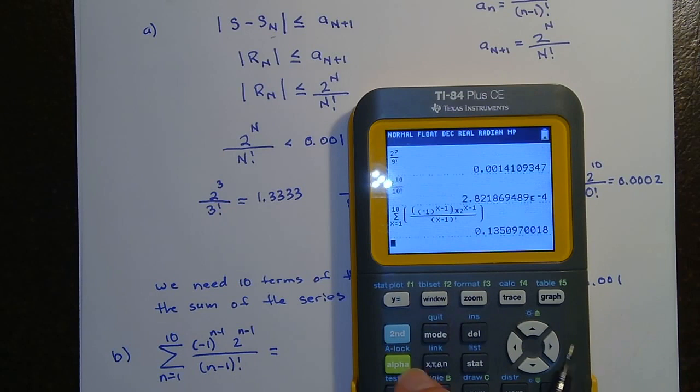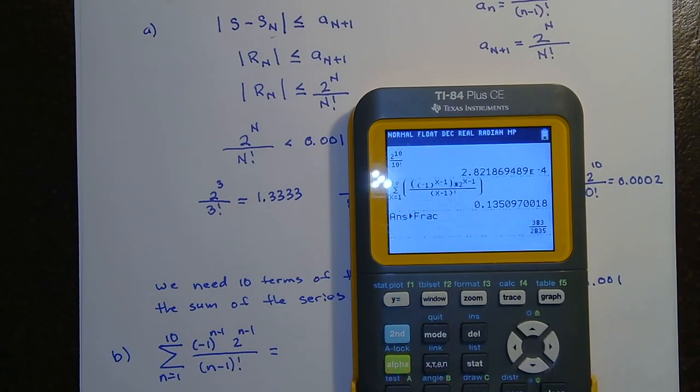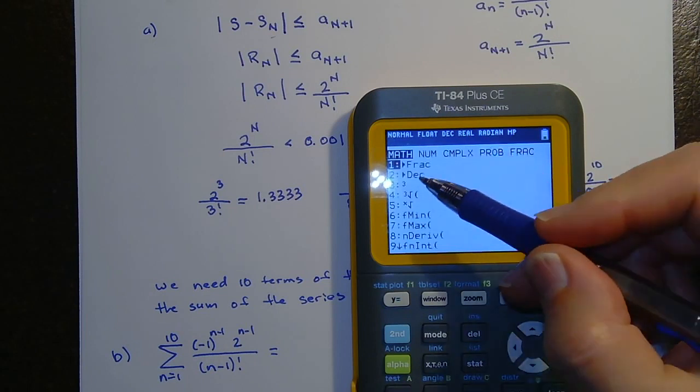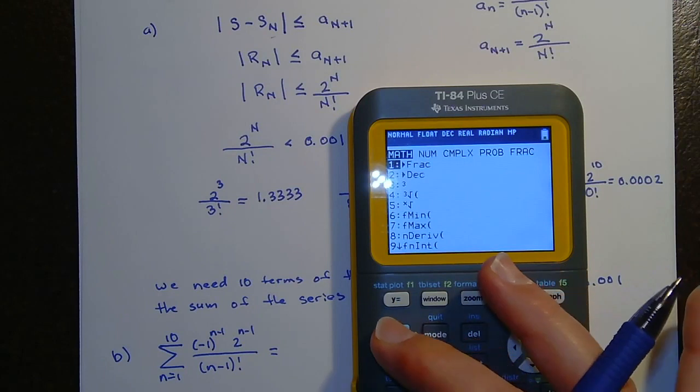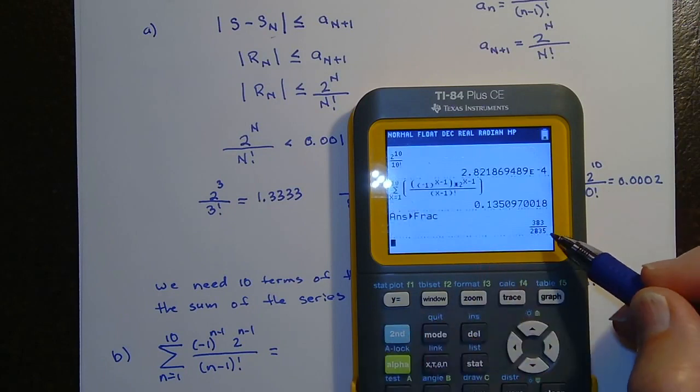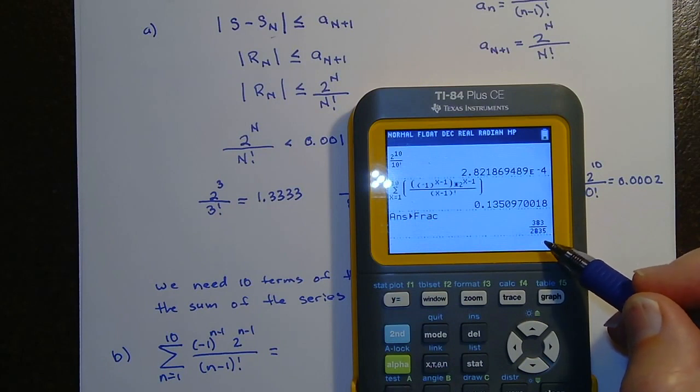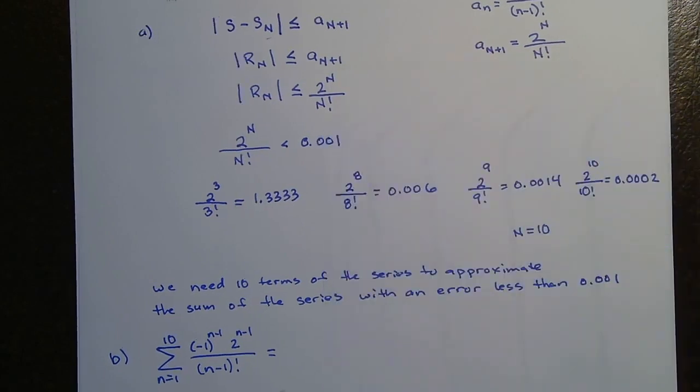Okay, so let me try to get this as a fraction. You can always go to math, and you can choose one to switch it to a fraction. I should have done that slower. Sorry. Now, sometimes it won't give you a fraction, but in this case, it did. So it gives us a sum of 383 over 2,835. Okay, so 383 over 2,835.